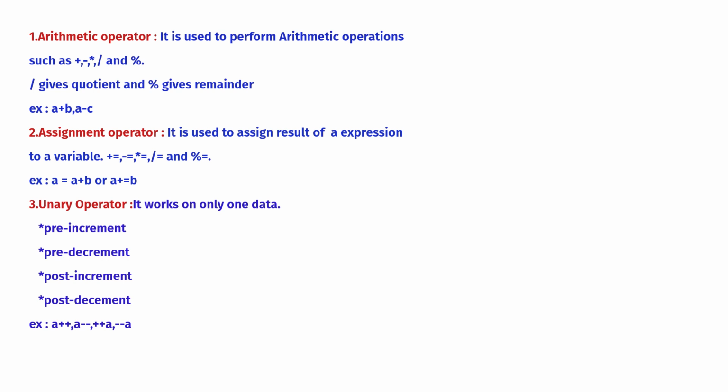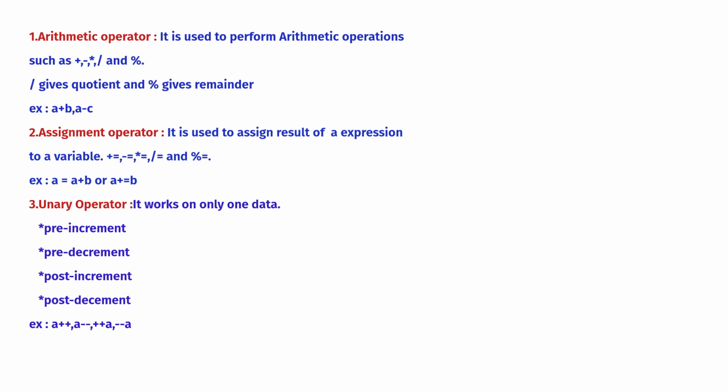Assignment operator. It is used to assign the result of an expression to a variable. The operators are plus equal to, minus equal to, multiplication equal to, by equal to, modulo equal to. The examples are a equal to a plus b or a plus equal to b. Both are the same. We are storing the addition of a plus b into a variable, and here in a plus equal to b, we are also storing the addition of a plus b into a variable.